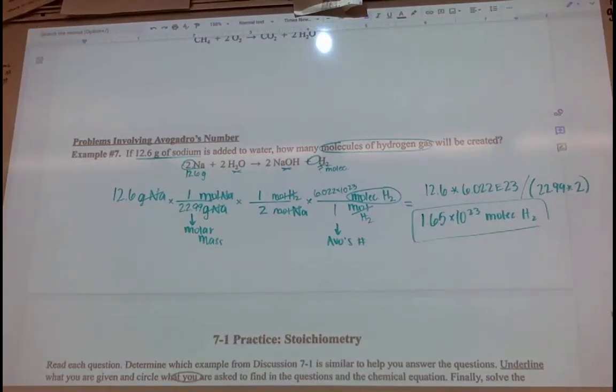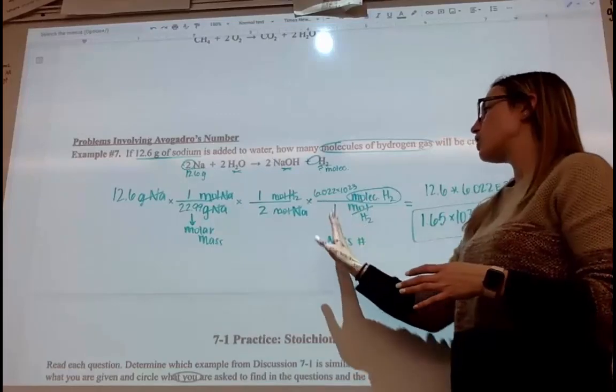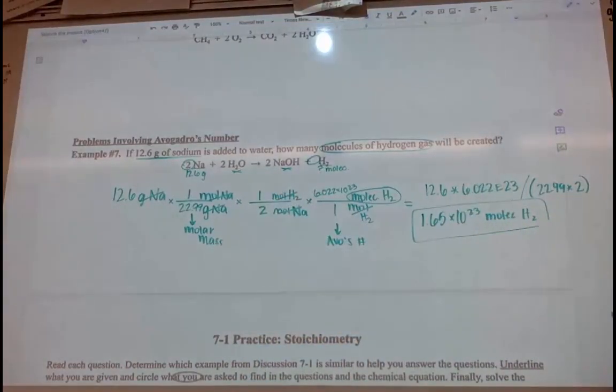So examples 6 and 7, these are the two that are, I would say, the most difficult because you have to take your given information, convert it to moles, and then once you use the mole ratio, you have to convert back out to a different unit. So tomorrow we'll be doing more practice with this. Probably tomorrow and Friday we'll be going through more practice so you can really make sure that you've got it. And then next week we're going to spend a lot of time doing lab where you can actually do the stoichiometry, right? Do the math and then compare it to lab.